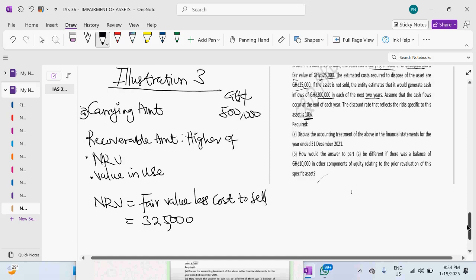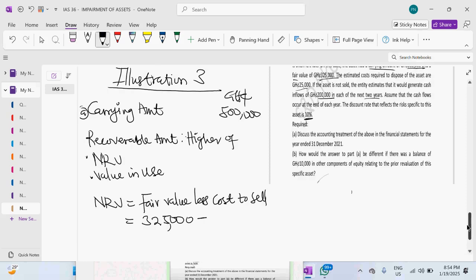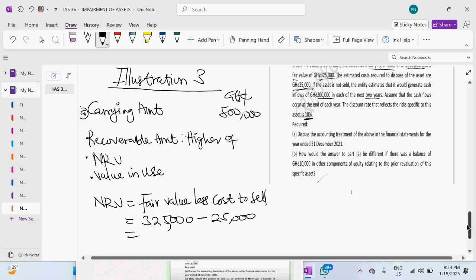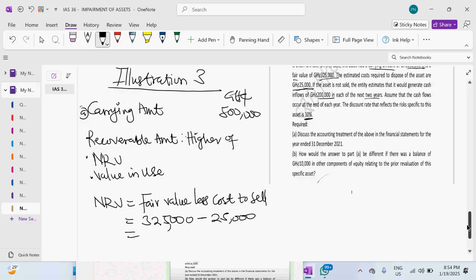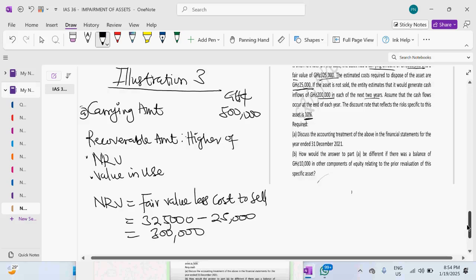Then less cost to sell. What is the cost to sell? The estimated cost required to dispose of the asset is 25,000. So less 25,000. And what do we have now? We are having 300,000.